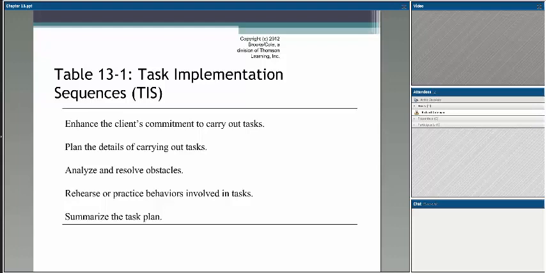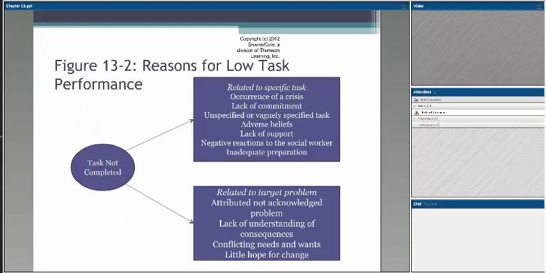And when we look at this implementation sequence, these are the things that we need to pay attention to again as we look at the task and the ability of our clients to actually follow through and carry those out. Again, as tasks happen or do not happen in terms of what the expectations are, it's really relating to understanding the specificity of the task and then looking at things that are related to the target problem. So really digging into these particular areas as you do your work with those individuals and families to try to get a sense of why tasks were not completed.